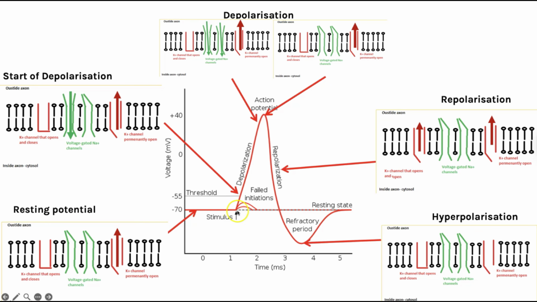So a stimulus has to be large enough to cause the initial voltage gated sodium ion channels to open to reach the threshold. And once that threshold is reached, an action potential will always occur. But if it's a very small stimulus and that isn't enough to open the voltage gated sodium ion channel, then you don't reach the threshold, and it's known as this failed initiation. You don't get an action potential and it goes straight back to resting.